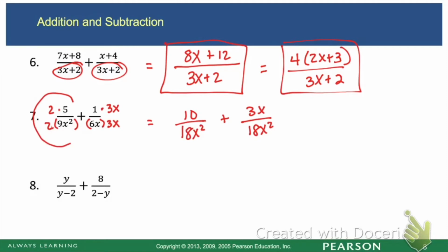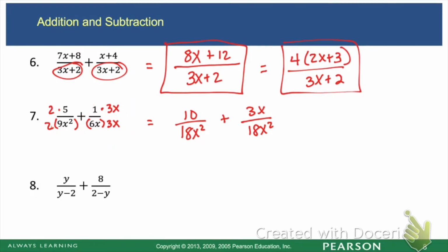Okay, so this first fraction, I need to multiply by 2, because 2 times 9 is 18, and I wanted 18x squared to be my common denominator. And then on the second fraction, I need to multiply by 3x. The 3, because 3 times 6 is going to get me 18. And I only had an x in the denominator, so I needed to multiply by an x so that I could get 18x squared as my denominator.